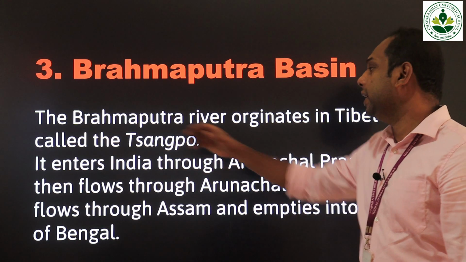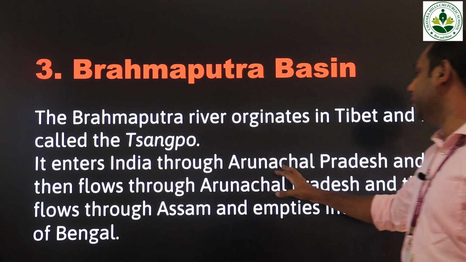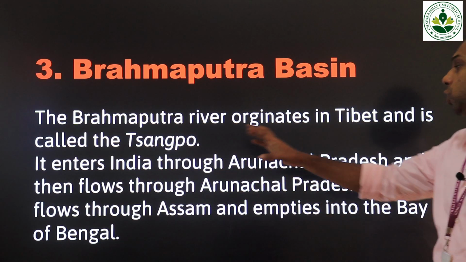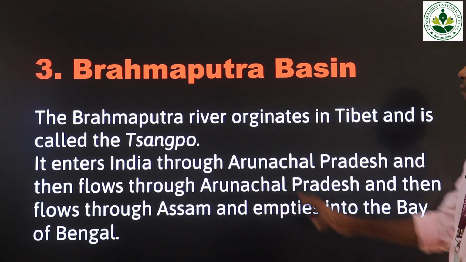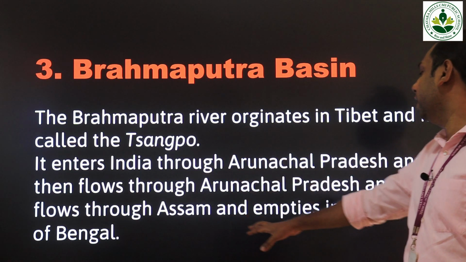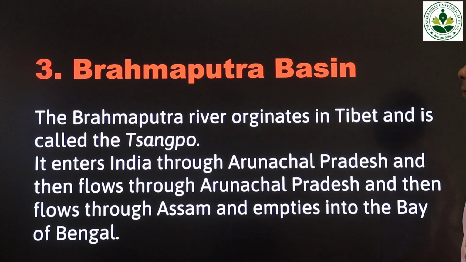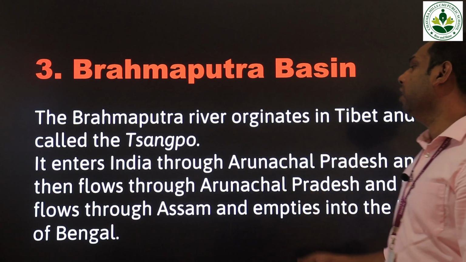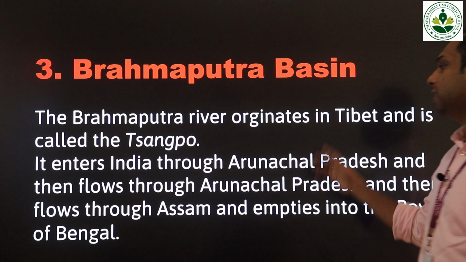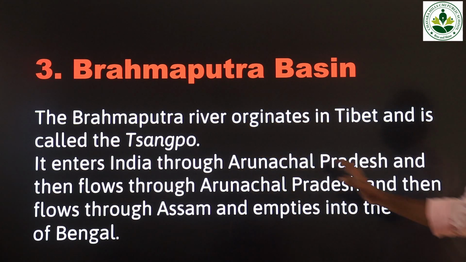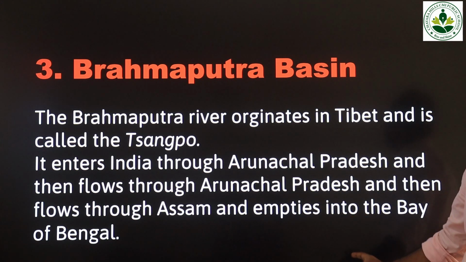Sangpo. It enters India through Arunachal Pradesh, flows through Arunachal Pradesh and then flows through Assam and empties in the Bay of Bengal. So the Brahmaputra river starts from where? It originates in Tibet, flows through Arunachal Pradesh, passes through Assam and empties in the Bay of Bengal. Okay, that's about Brahmaputra Basin.